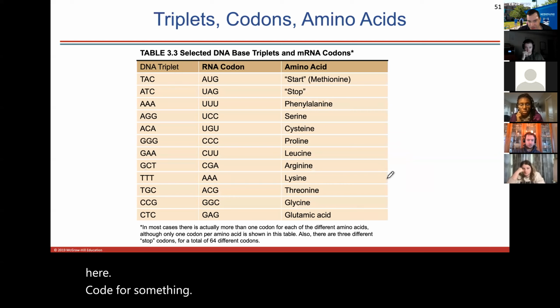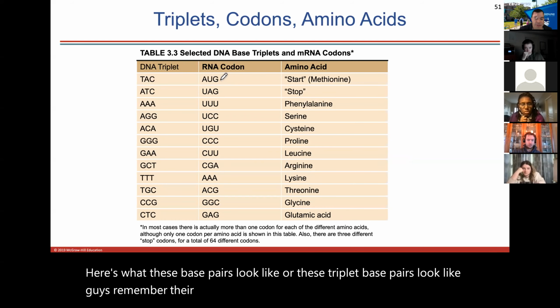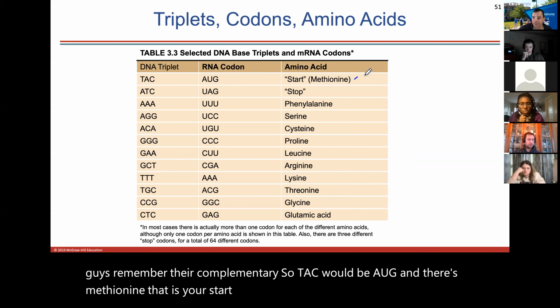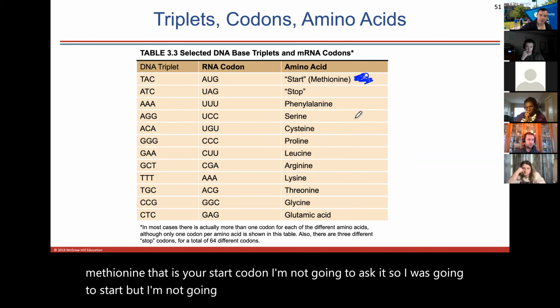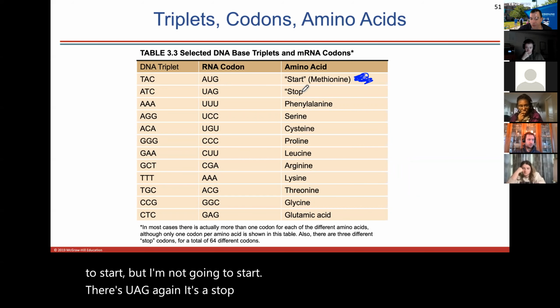Here's what these base pairs, or these triplet base pairs, look like, guys. Remember, they're complementary, so TAC would be AUG. And there's methionine, that is your start codon. There's UAG, again, it's a stop codon, 1 start, 3 stops. All right, but that's just one of them.